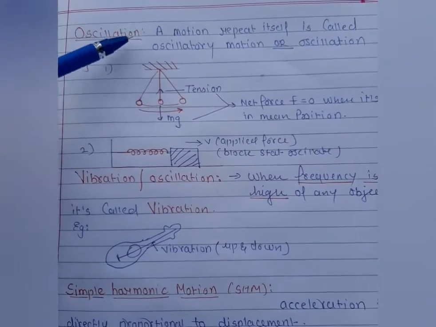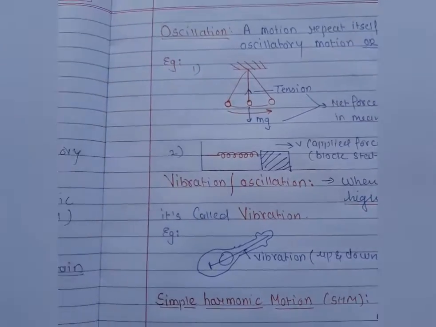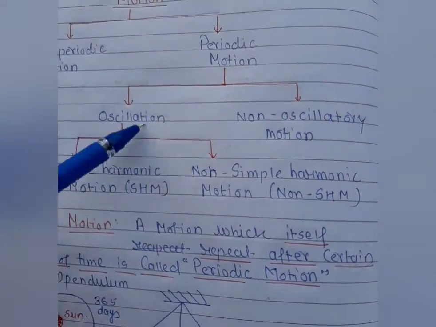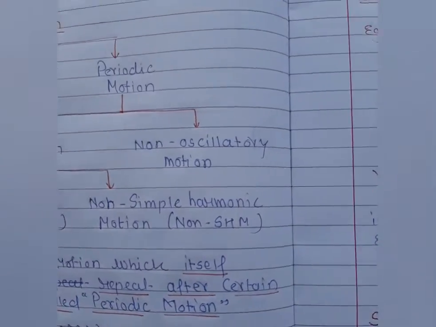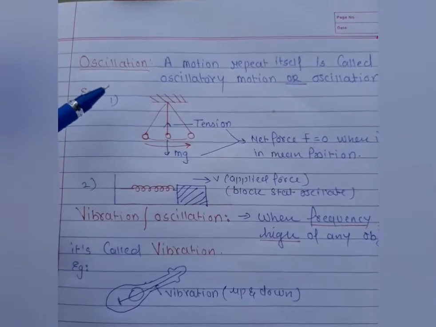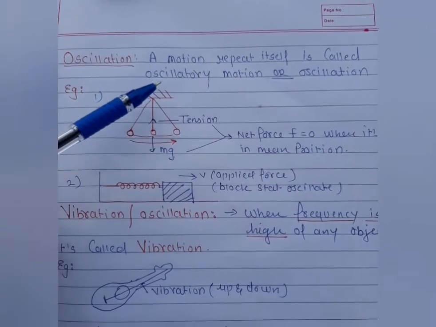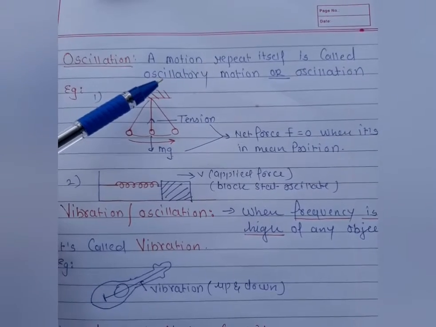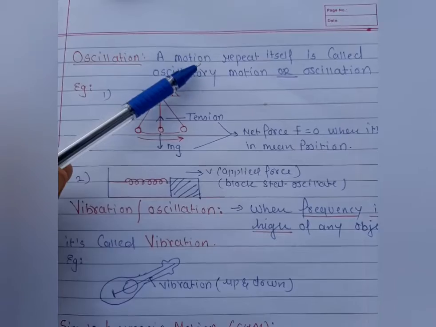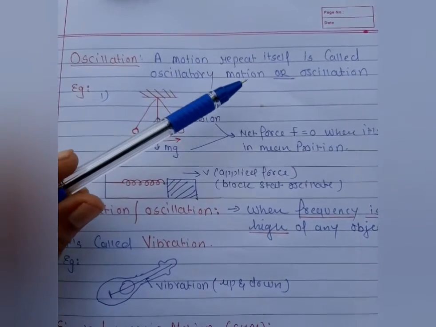Yes, students, this is similar to periodic motion, as you have already seen. And in this chart also, students, you can see the periodic motion is divided into oscillatory motion. So when somebody asks you what oscillation is, in a very simple way you can say a motion that repeats itself. It means a motion that repeats itself after a certain interval of time is called periodic motion, or this is also known as oscillation.